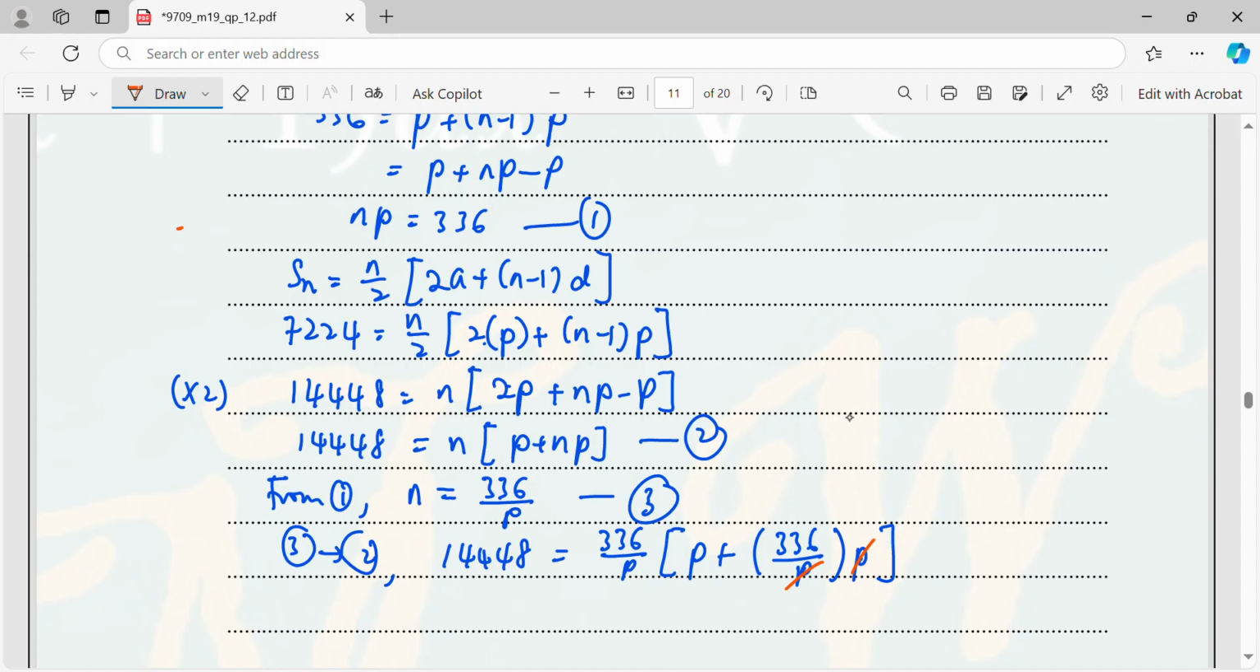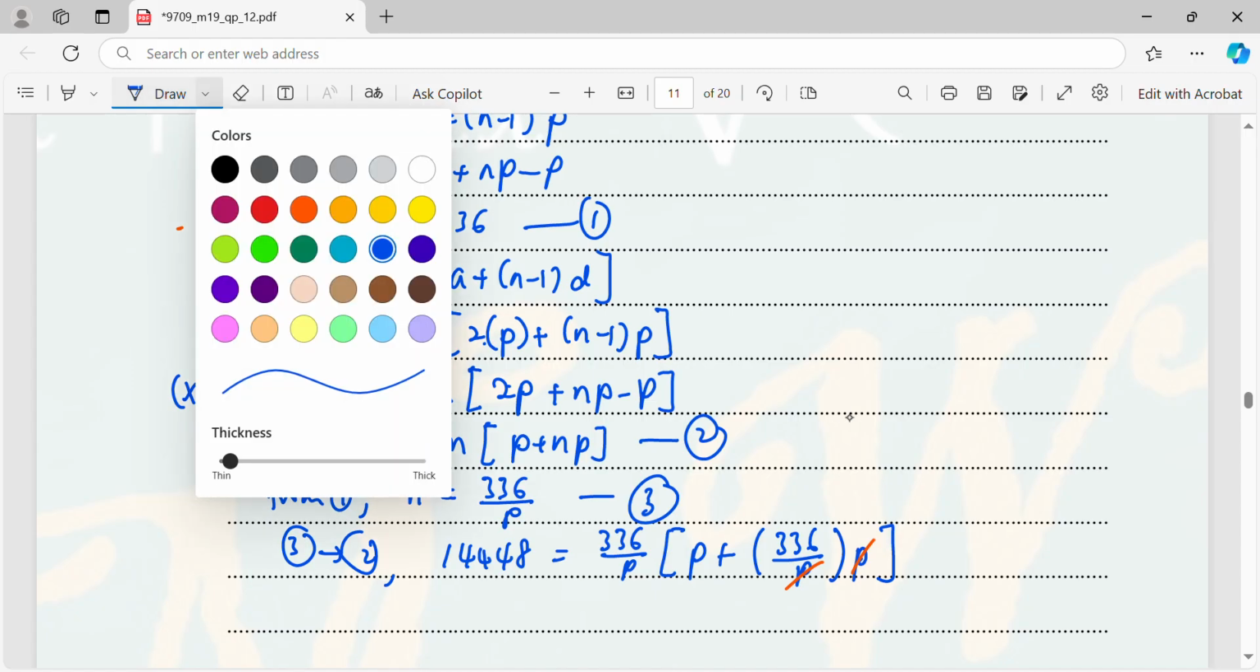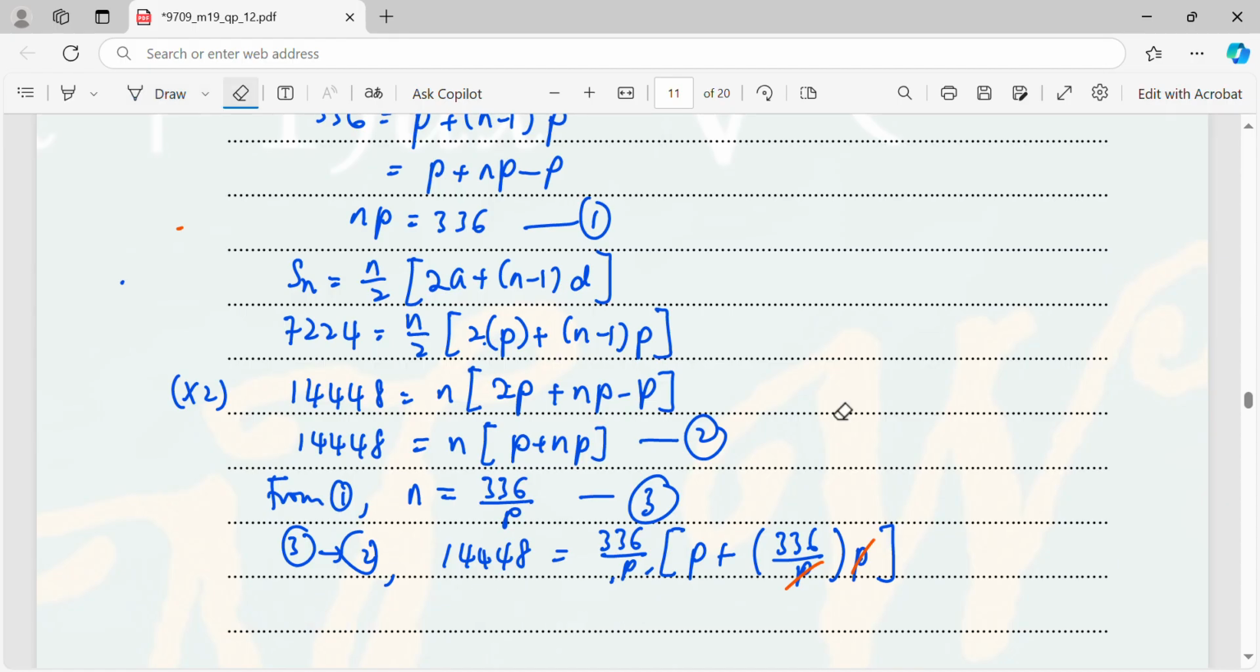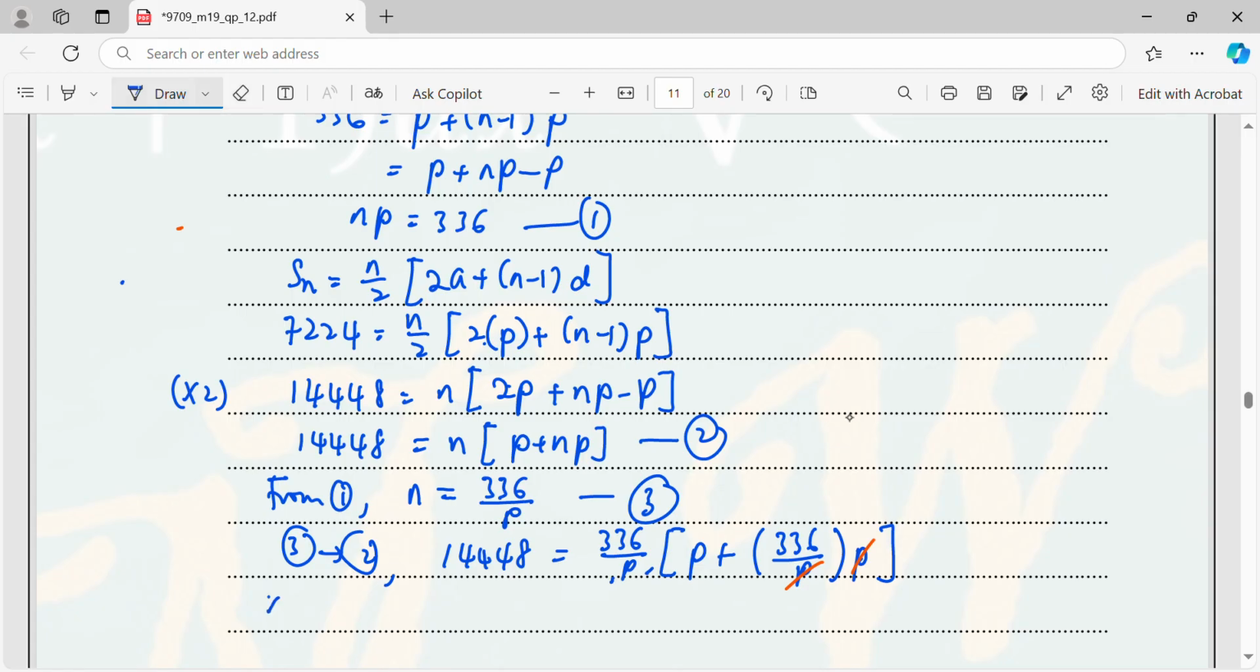Right, so from here, I will just move this p to the right side. So I multiply by p. Therefore you get 14448p equals 336. Or probably I can just multiply by p over 336. Right, that is easier. I don't want to write the huge number, so I multiply by p over 336. So this value you multiply by p over 336, you will be getting 43, so 43p.